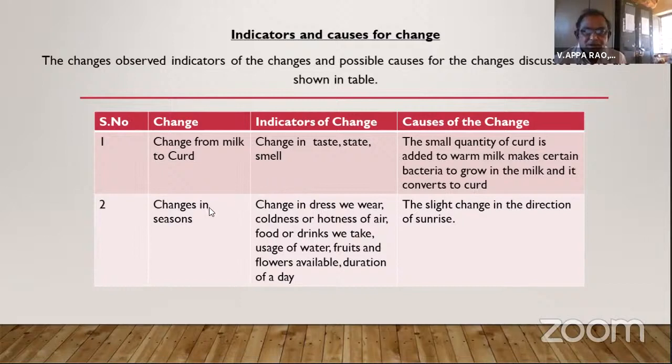Today we learn about indicators and causes for change. The changes observed, indicators of the changes and possible causes for the changes discussed above are shown in the table.